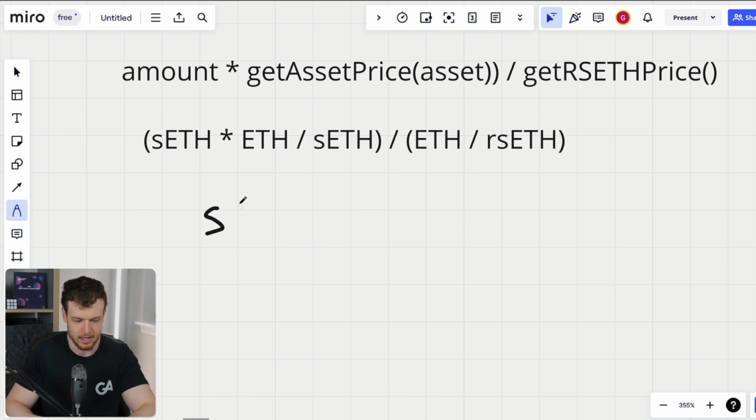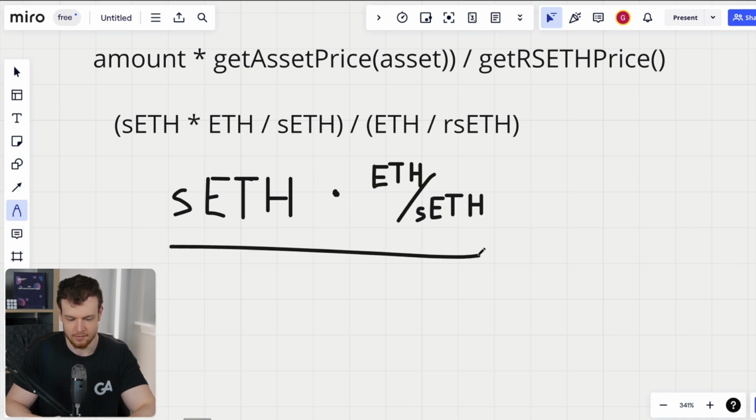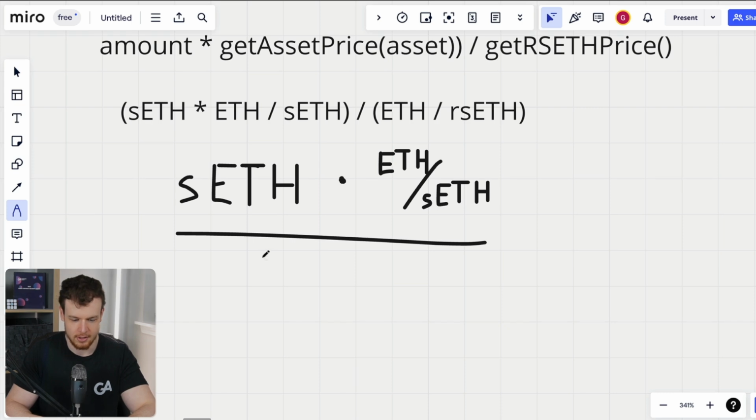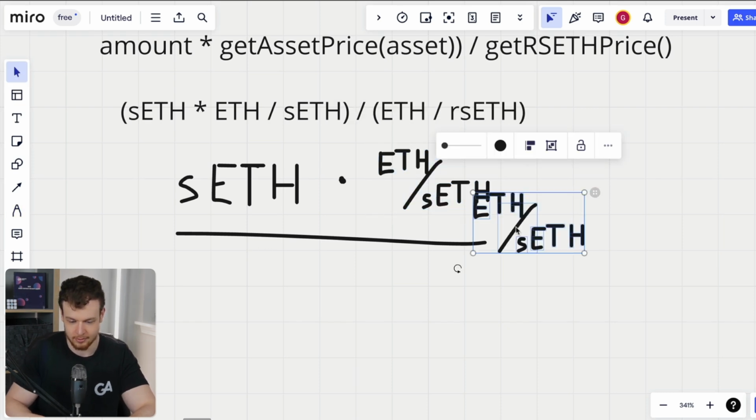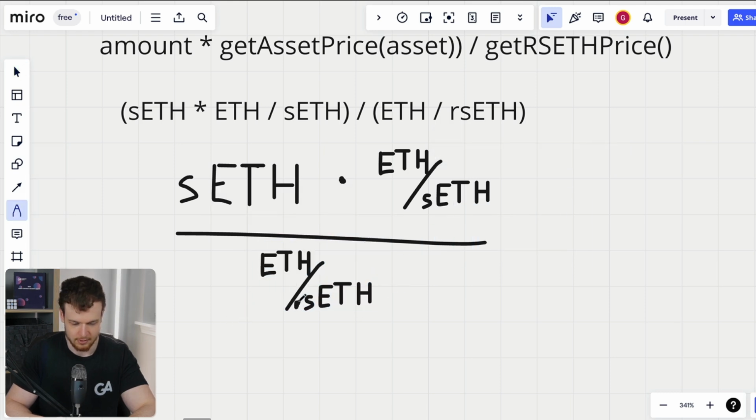So if I have my SETH, and you guys are going to have to bear with me on my handwriting here. I've got my SETH times the price here, which is ETH per SETH, divided by the price of RS ETH, which is of course ETH per RS ETH. And I'm just going to copy this and throw an R in front of it. We'll just put our R right here.